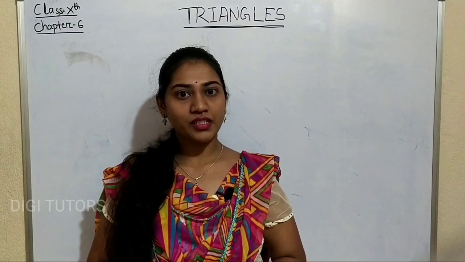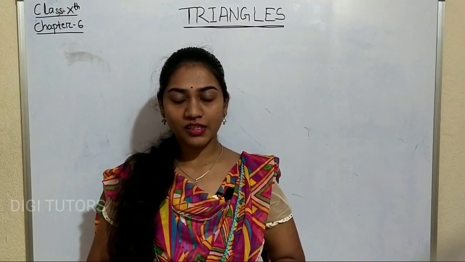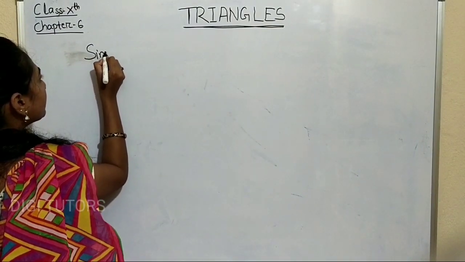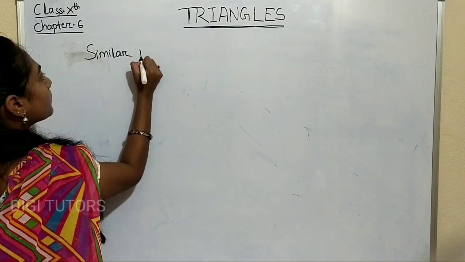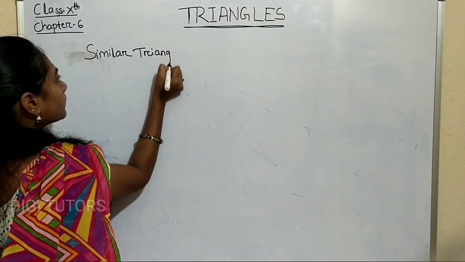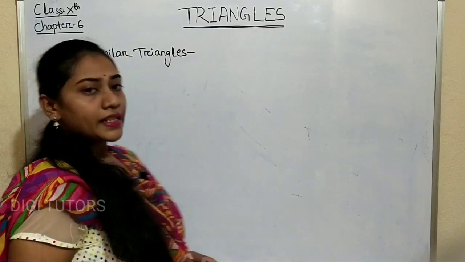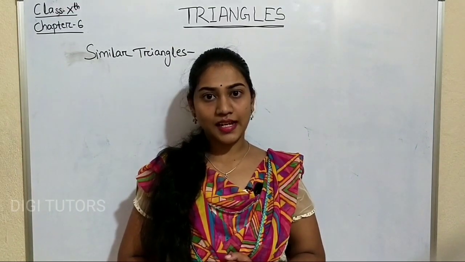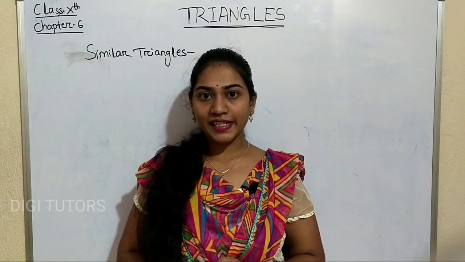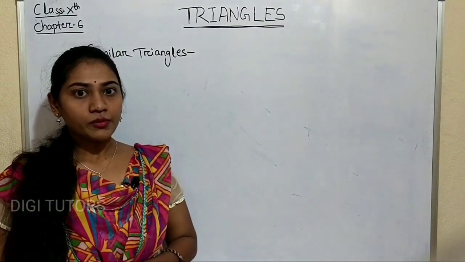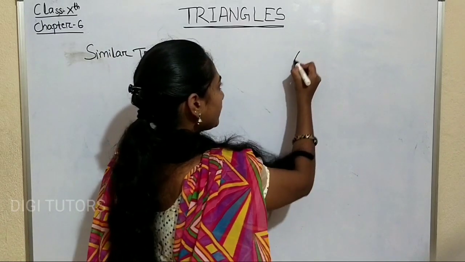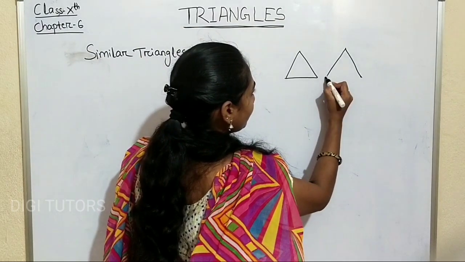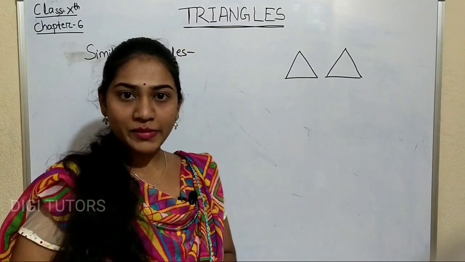In the last class we have studied about triangles and some similar figures. Today our topic is similar triangles. In the previous video I have told you how we say two figures or two polygons are similar. I have told you about two criteria. So triangle is also a polygon, that is a three-sided polygon. So two triangles are said to be similar if they satisfy the conditions of similar polygons.